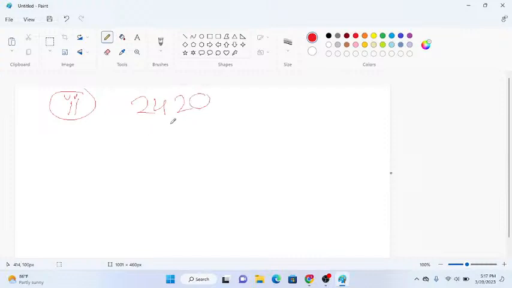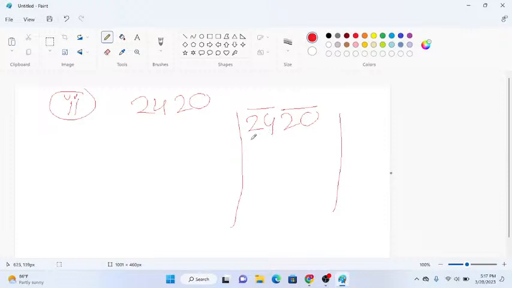The question is: what is the smallest number we should subtract from 2420 so that it becomes a perfect square as well? Okay, now the process is the same. Start with 2420 and make pairs. The first pair is 20 and the second pair is 24.